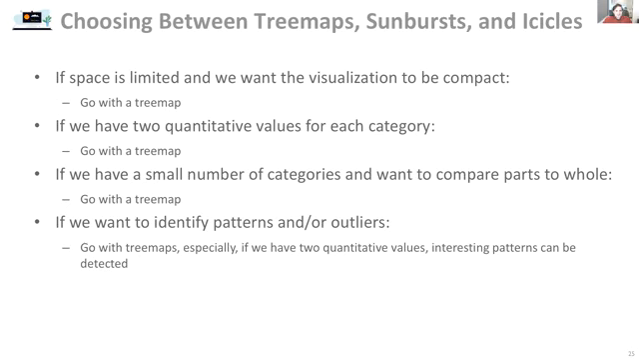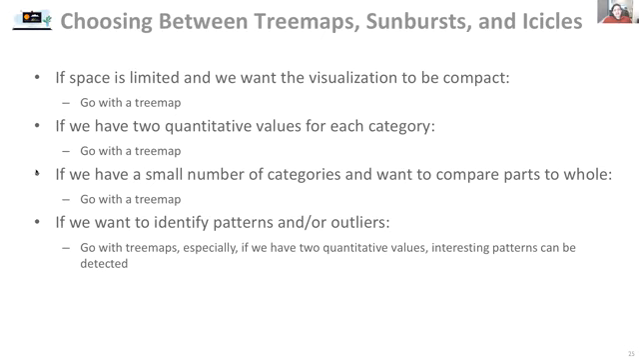Based on the characteristics of our hierarchical data and based on what we want to achieve from visualizing the data, there are some guidelines for choosing between tree maps, sunburst charts, and icicle charts. If space is limited and we want the visualization to be compact, tree maps will be our best choice. Tree maps compress a lot of data in a small space and convey high-level insights efficiently. If we have two quantitative values for each category, we should go with a tree map.